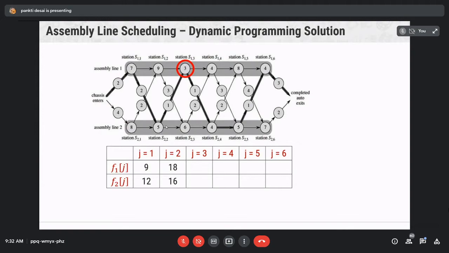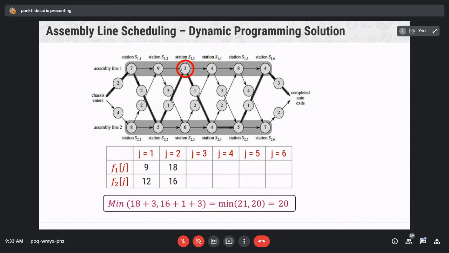Now find out for station 1,3. If you select assembly line 1, how much time comes? And if you select assembly line 2, you have to follow this path. The minimum of these two will be the value for F13. So this is the value for F13.